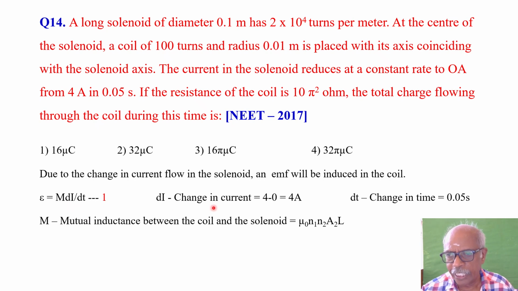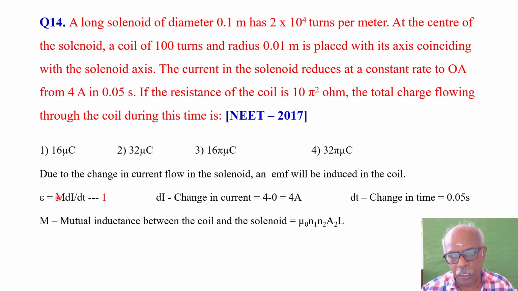What is dI? Change in current. Current changes to 0 ampere from 4 ampere. So 4 minus 0, that is equal to 4 ampere. Then dt, change in time, is 0.05 seconds. What is M? It is called coefficient of mutual induction or mutual inductance.